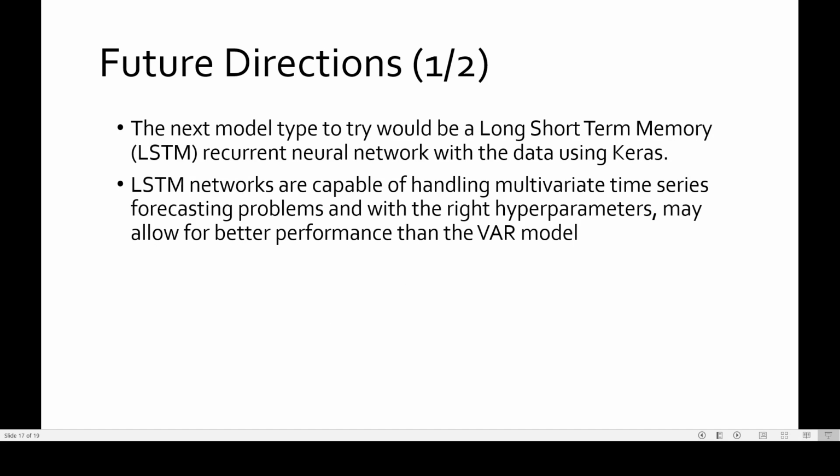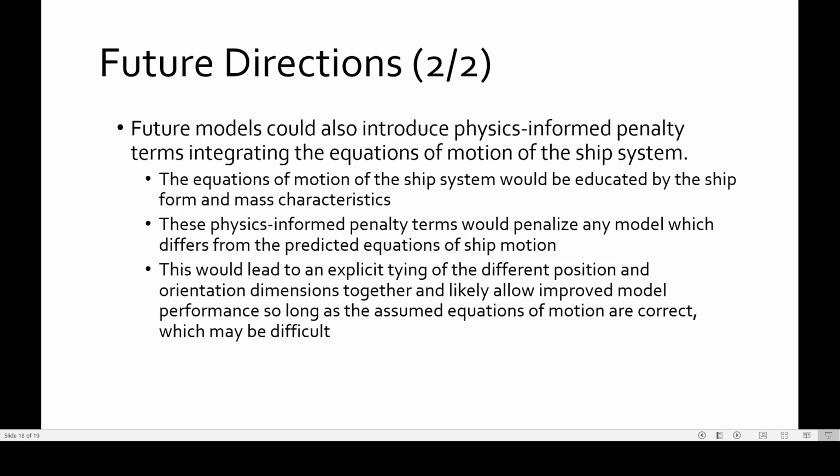In terms of future directions for this project, the next model type to try would be an LSTM, or long short-term memory recurrent neural network, with the data using Keras. LSTM networks are capable of handling multivariate time series forecasting problems, and with the right hyperparameters may allow for better performance than the VAR model. However, tuning these hyperparameters will be the majority of the resources sunk into this modeling exercise.